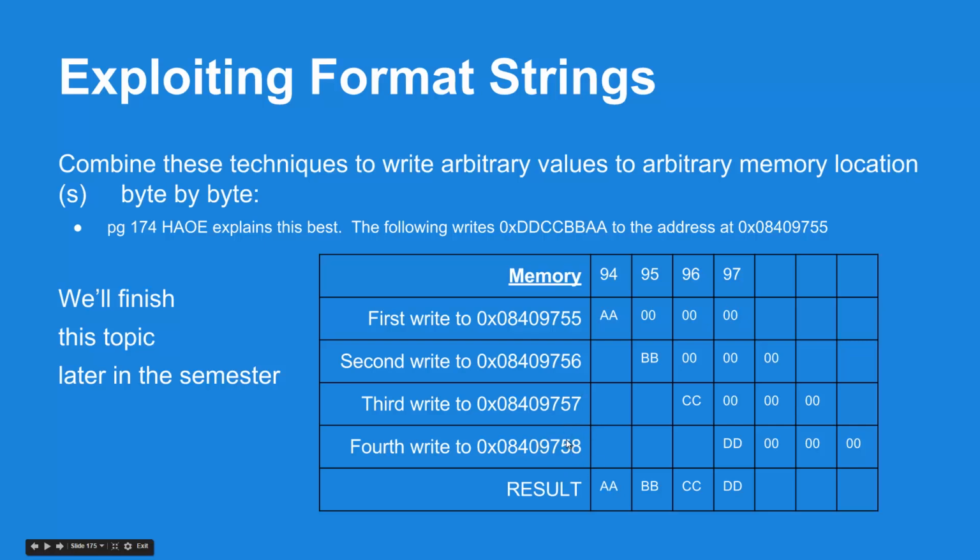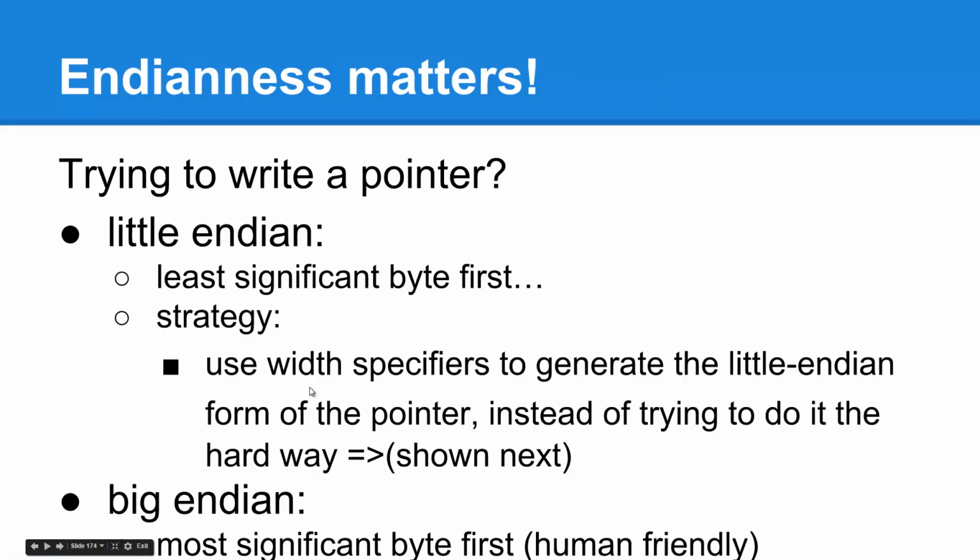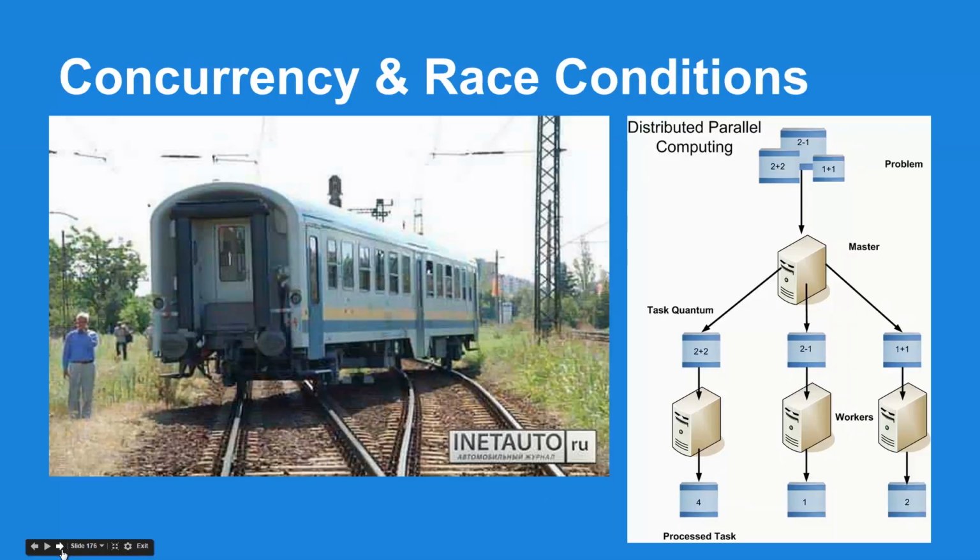This is the hard way to do it, and again, the easier way is to simply calculate how it should look in little endian format and use the width specifiers to generate that number, and then print it to the destination by %n in a single write. And that wraps it up for format strings and brings us to concurrency and race condition vulnerabilities, which is summarized very well by this unfortunate train problem and is common in distributed parallel computing.